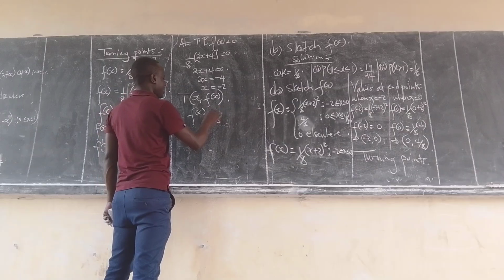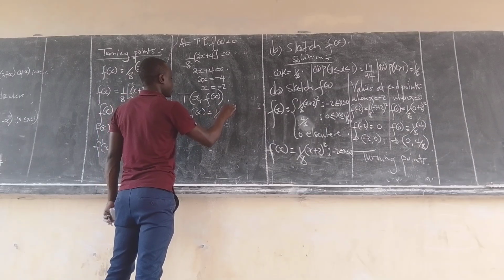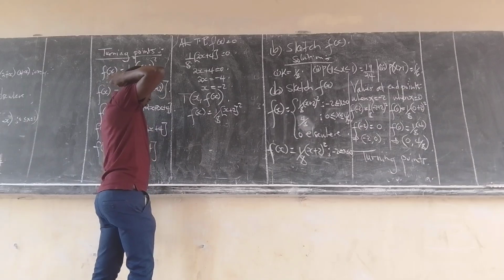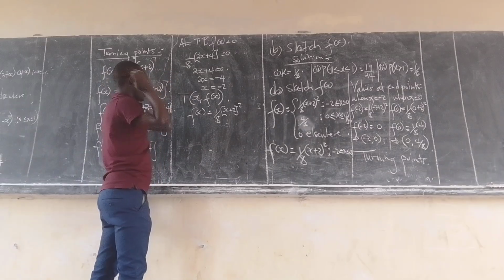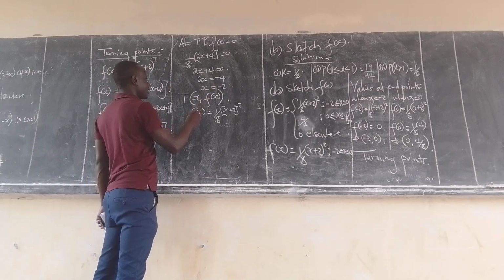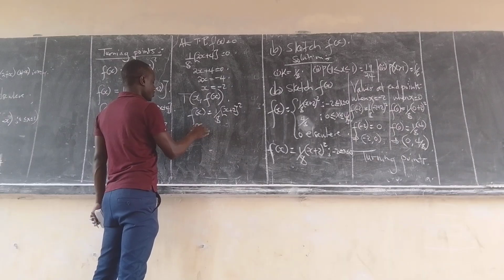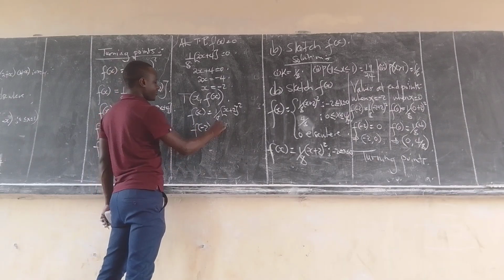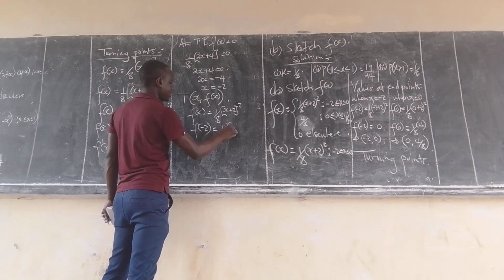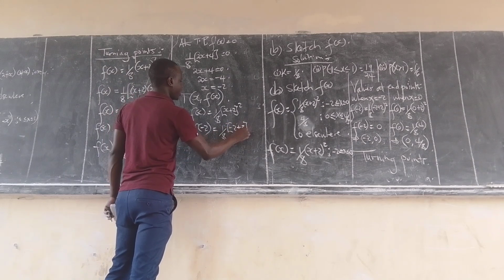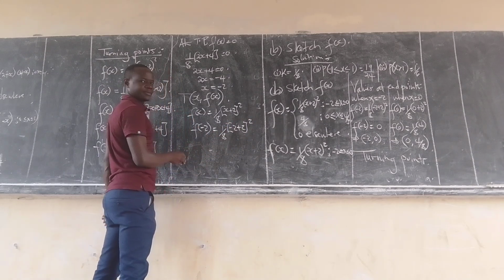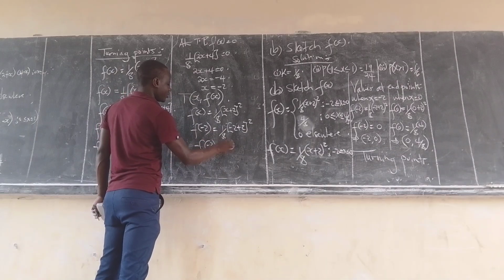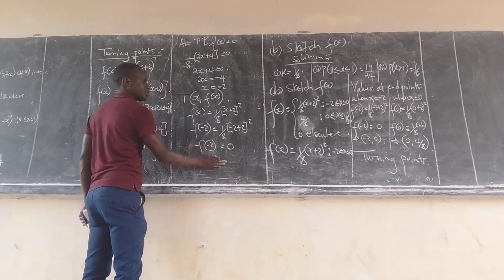1 over 8 into x plus 2 squared. That is the original nonlinear PDF. Now its turning point x-coordinate is negative 2. So f of negative 2 becomes 1 over 8 into negative 2 plus 2, the whole thing squared. And our f of negative 2 will now become 0.